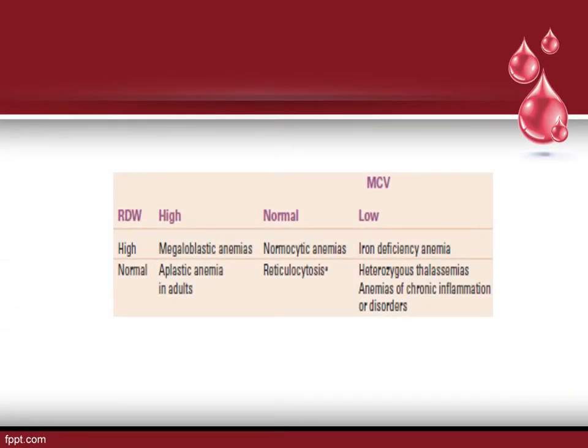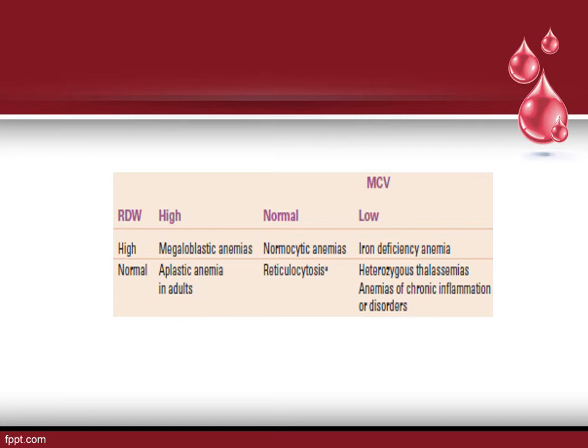The next, here is the diagram showing the relation between the MCV and RDW in assessing anemia. First is high MCV and high RDW. It is classified as megaloblastic anemia, while normal MCV and high RDW is seen in normocytic anemia, while low MCV and high RDW is seen in iron deficiency anemia. High MCV and normal RDW is seen in aplastic anemia in adults.